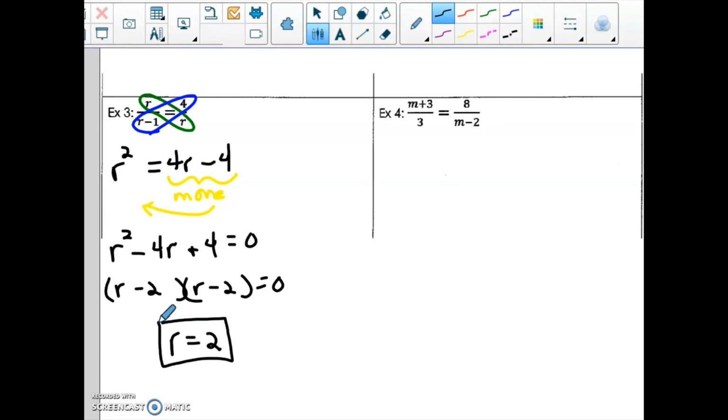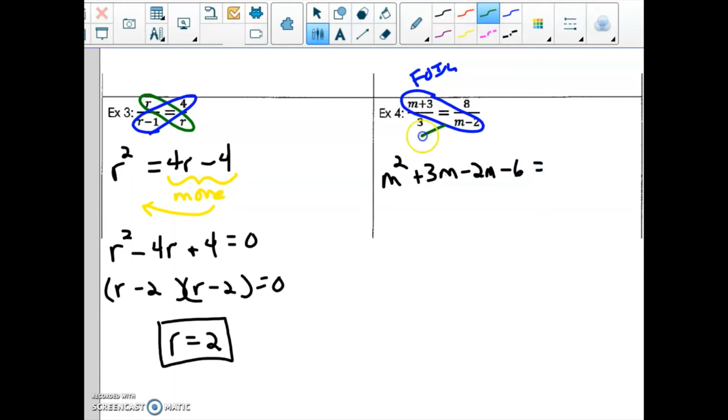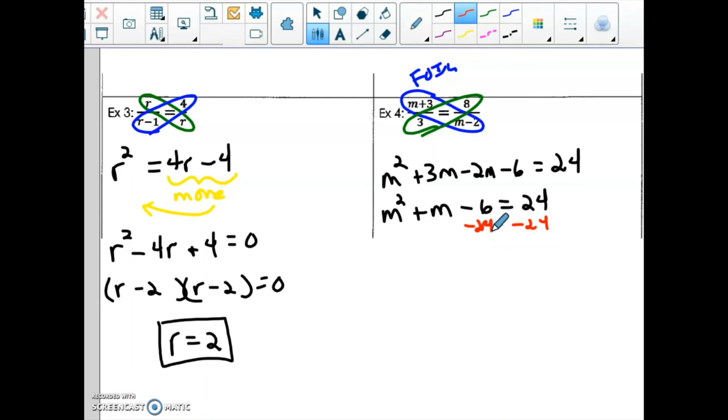On the right, on example 4, cross multiplication, you have to FOIL. m times m is m squared plus 3m minus 2m minus 6 equals 24. So you've got some simplifying and you've got to move the number 24 to the left. This is going to be m squared plus m minus 6 equals 24. I'll subtract the 24. m squared plus m minus 30 equals 0.